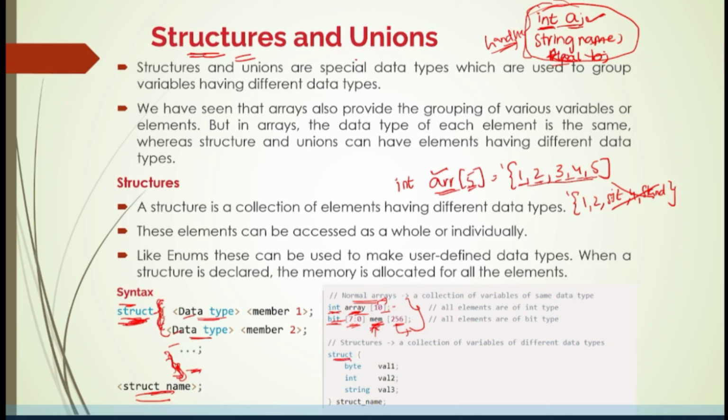Like if you see struct, curly brace open. Now I am taking three variables: value1, value2, value3. These are my three variables, and all three have different data types. Value1 is of byte data type, value2 is of int data type, value3 is of string data type. After writing all these elements in one struct, I end it by writing a struct name. The struct name can be any individual name, like struct1 or anything. This is how the syntax is for a structure in SystemVerilog.